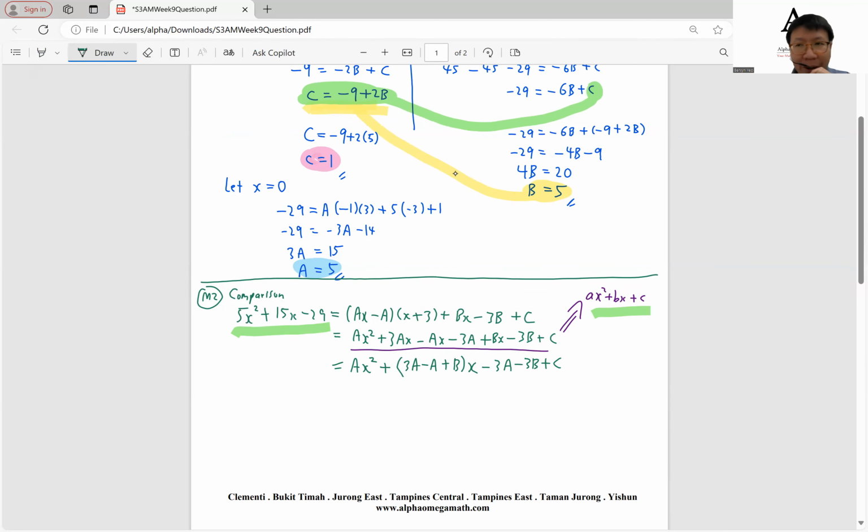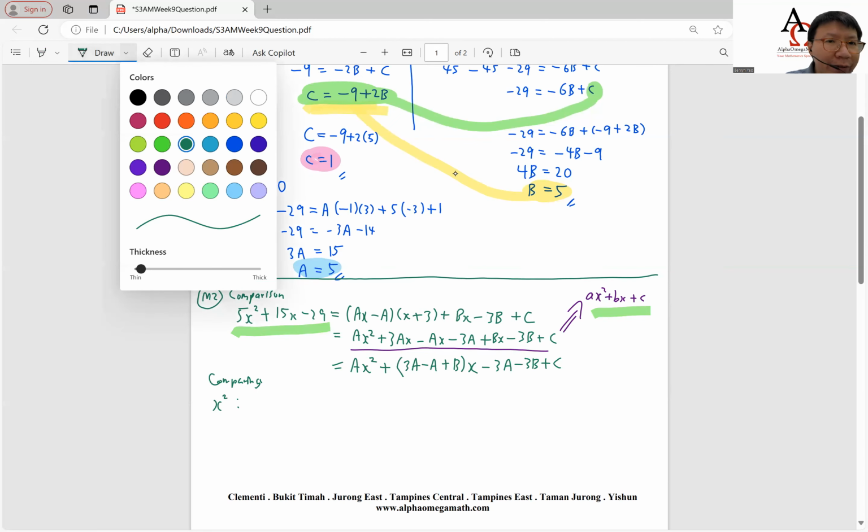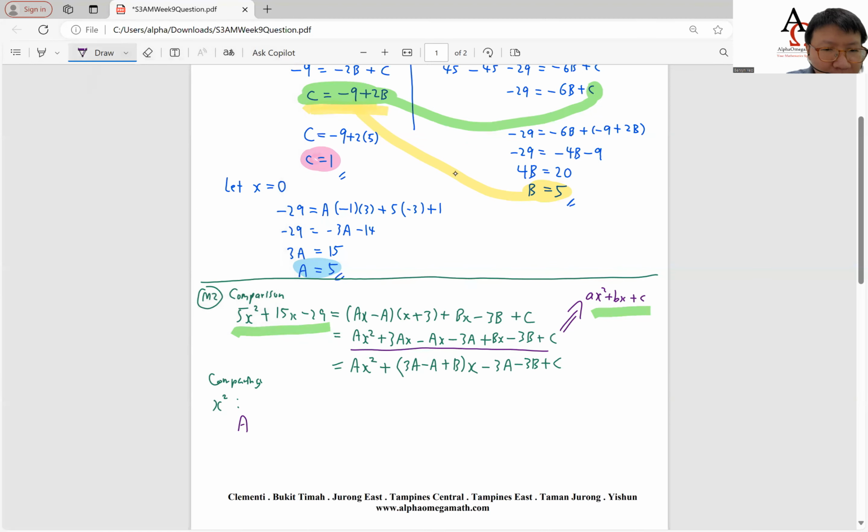So comparing the x squared term, we will have simply a equals to 5 because we are comparing this and this. Okay, so we have a equals to 5.